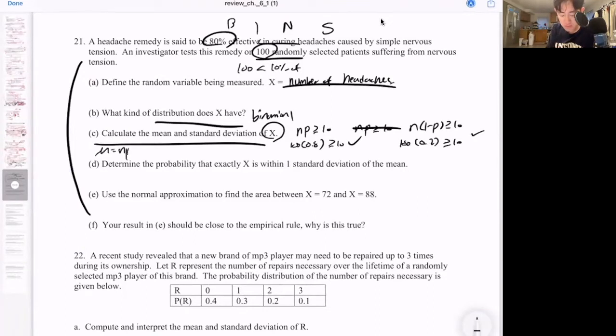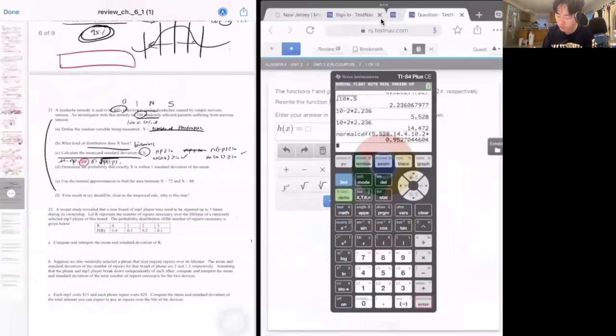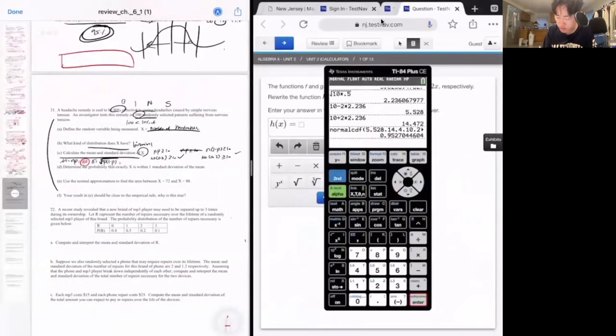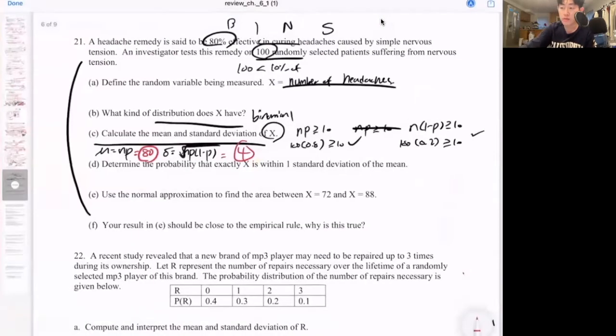So the mean is NP. The standard deviation is NP times the probability of failure, and you have to square root that. So NP, we've already figured it out. It's 0.8 times 100, with the standard deviation of 80 times 0.2. So it's about 16. So the square root of 80 times 0.2 is 4. So we have a standard deviation of 4, and then we have a mean of 80.